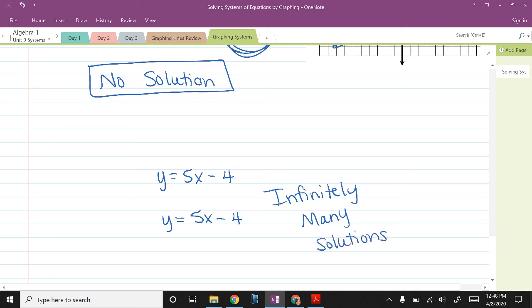So if you end up getting the same lines, which I don't think you're going to do on your 4 problems on your practice, then you would say infinitely many solutions. So I'm just showing you that in case you do run across that in the future.